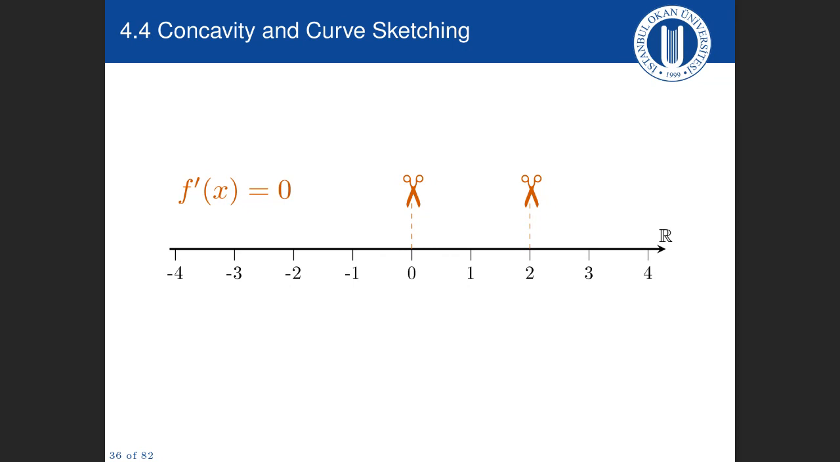Is that a typo? I made a mistake here. This should be over here. We cut at 0 and at 3.